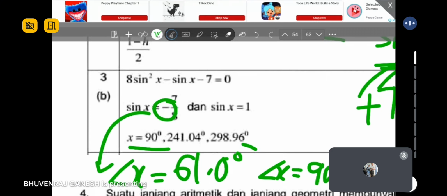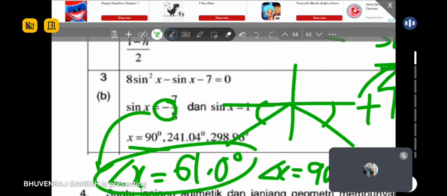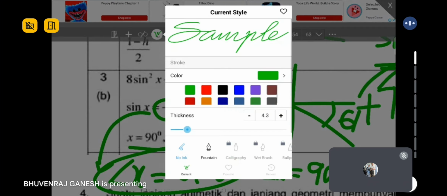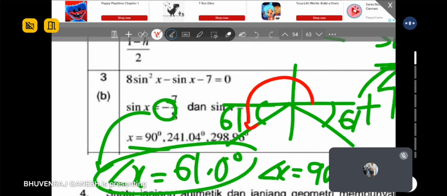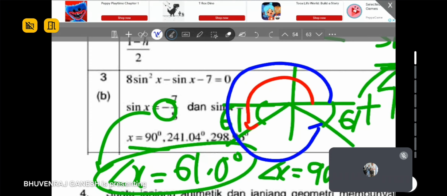Okay, so second, this one over here. Okay, so sign is negative in which quadrant? May I know? Yang ni kena ingat. Sign negative kat kuadran sukuan ke berapa? Yes. Okay, 3 and 4, right? So you put here like this. Okay, so this is your reference angle. So 61, 61. Okay, so first angle, kamu akan baca macam ni. And then second angle, you will read like this.